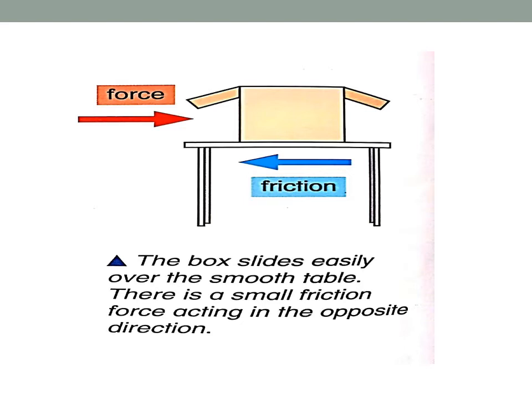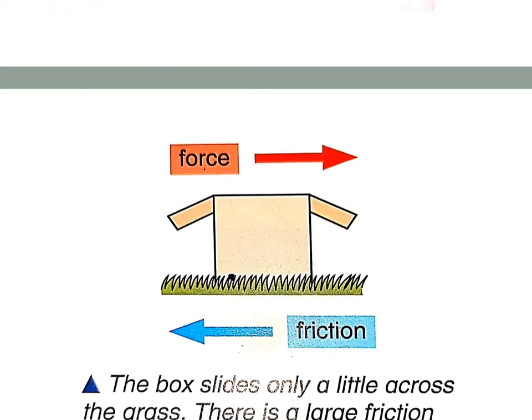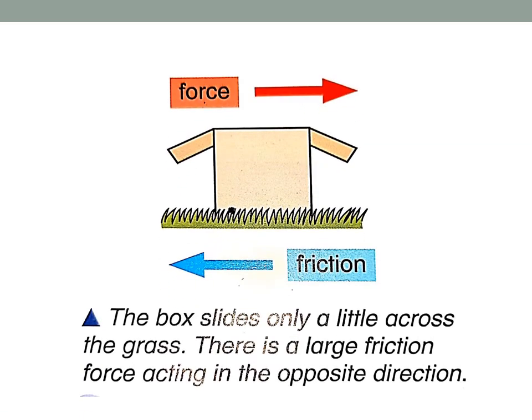There's a friction, but we call it small friction, and it's acting in the other direction with the blue arrow. It will slide easily with me over the smooth table because the friction here is small. But here I have the same box, and the same stuff inside it.